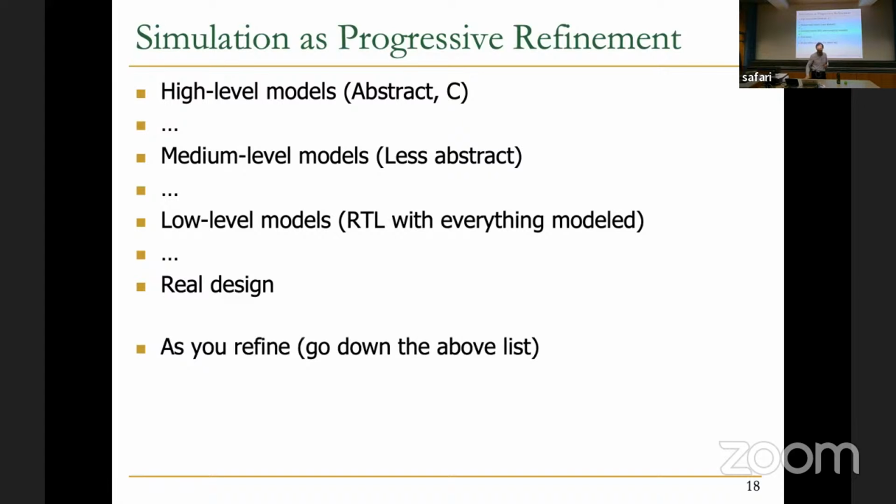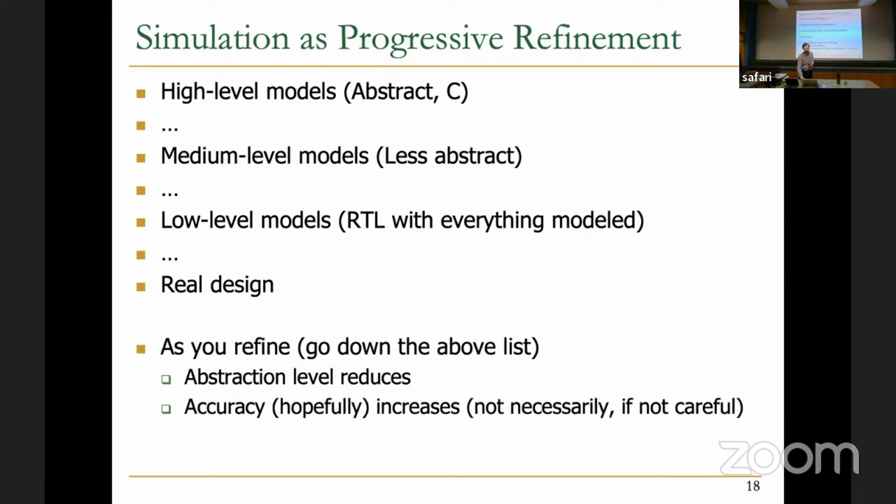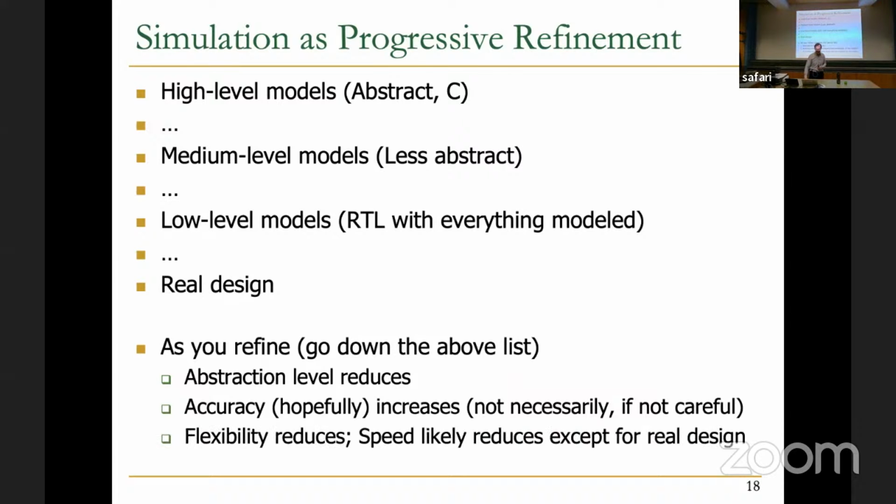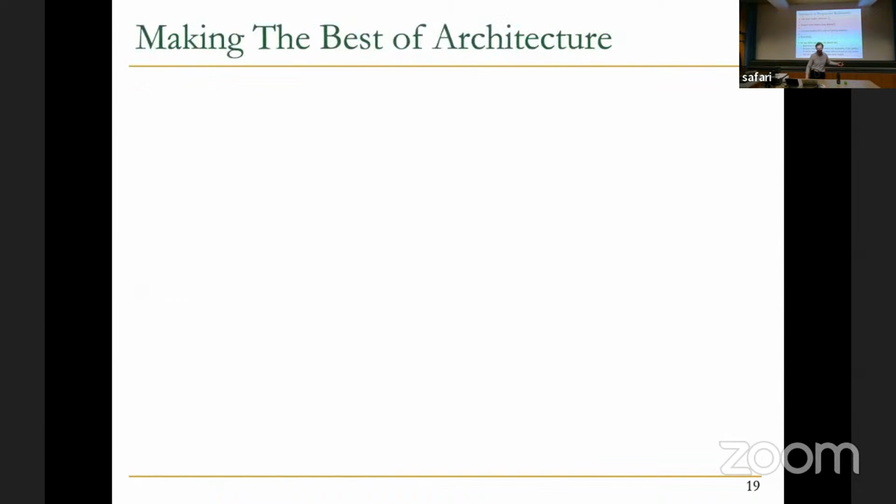Okay. So as you refine, meaning go down the above list from top to bottom, abstraction level clearly reduces, right? Accuracy hopefully increases. Not necessarily if you're not careful, of course. You can make a critical error in this model that is not present in that model, so your accuracy is actually worse. That can happen. But usually it increases if you're doing the right things correctly. Flexibility reduces. Flexibility is much lower as you go down. Speed is likely reduced again, unless you go to real design, of course. Real design is not a simulator, but real design is much faster than everything over here. But it may not enable you to do the things that the simulator enables you to do. And as I said, you can loop back and fix higher-level models, and then you can iterate over years across many real designs.